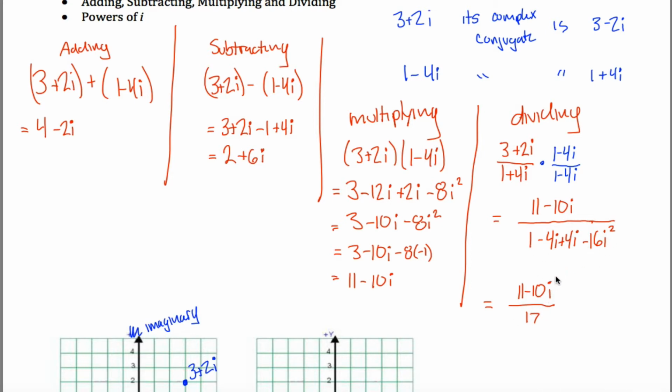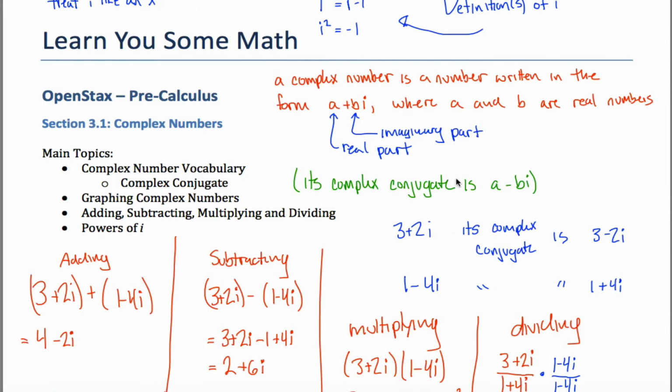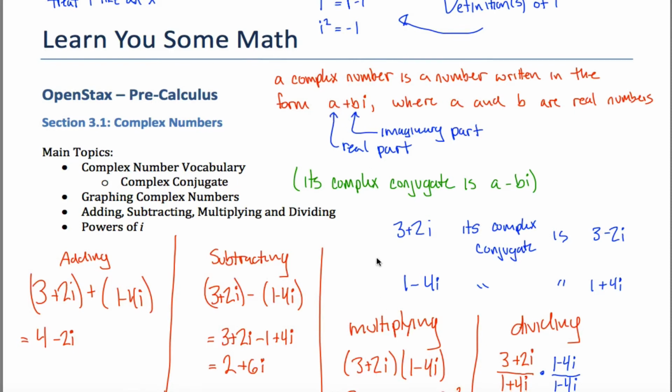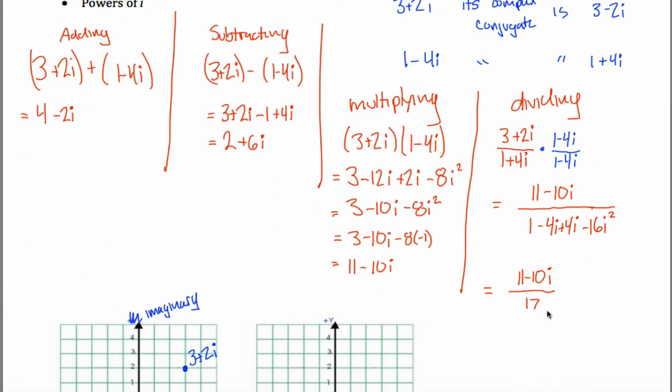So I'm done? Nope. Why are you not done? Because this isn't a complex number. Complex numbers must be written in this form. This is not written in that form. However, this is equal to this, and this is in that form. If you have trouble seeing why this is equal to this, well, 10/17 i is the same as 10i over 17. And then you've got a common denominator so you can add up the numerators. Oh, that's not equal. That should have been a minus sign in there.